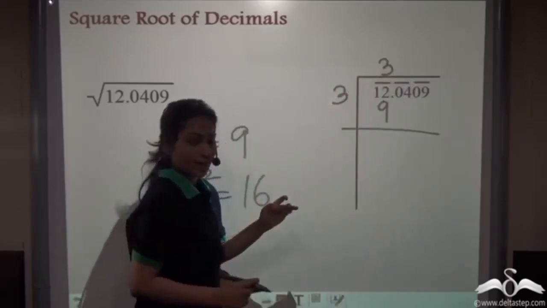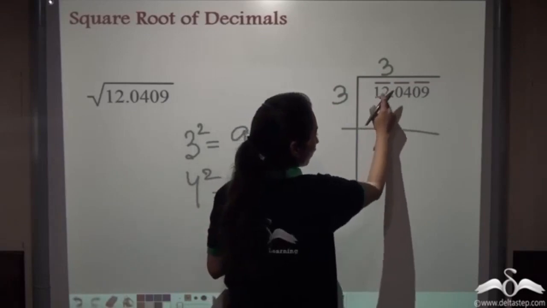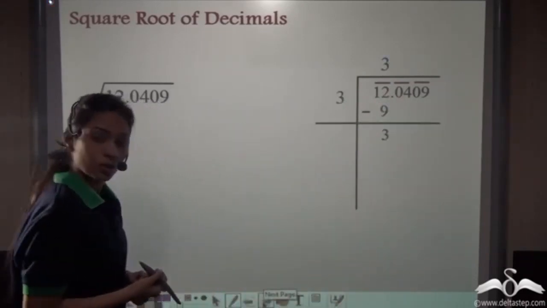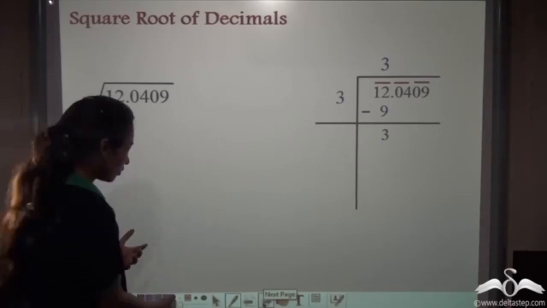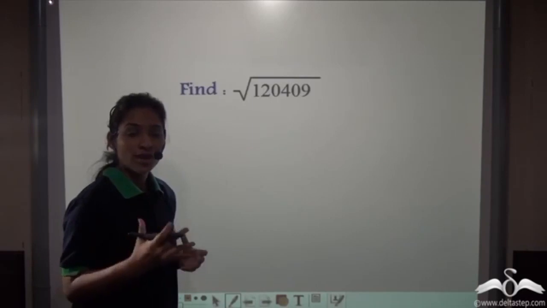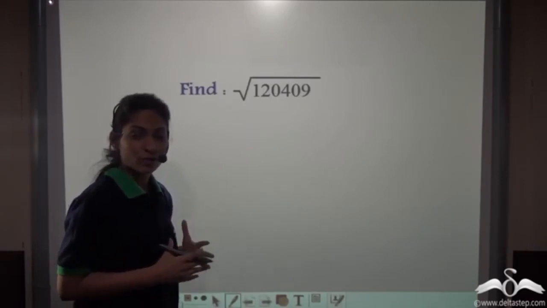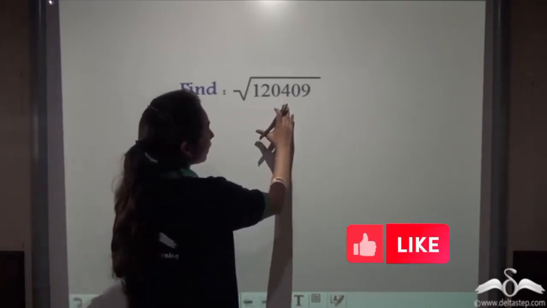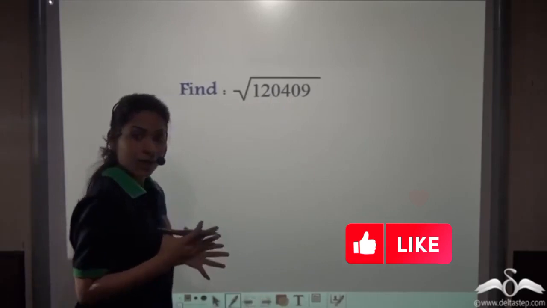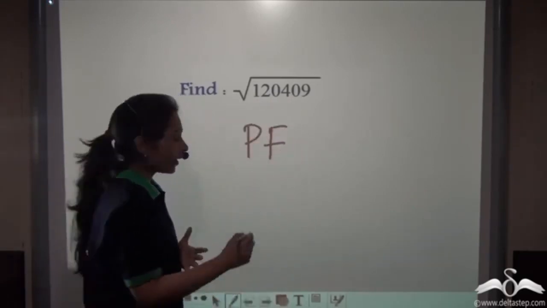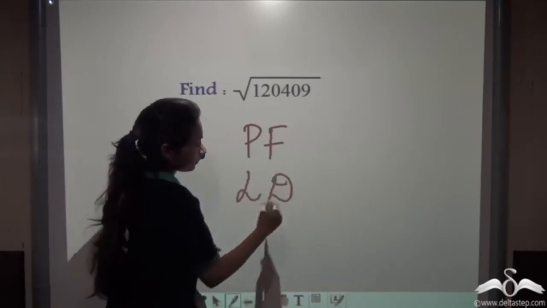This is Maths with BigBen, and I find this video very interesting and fascinating for us to learn from. You know very well how to find the square roots of large numbers. Say you can find the square root of 1,20,409 either by the prime factorization method or by the long division method.